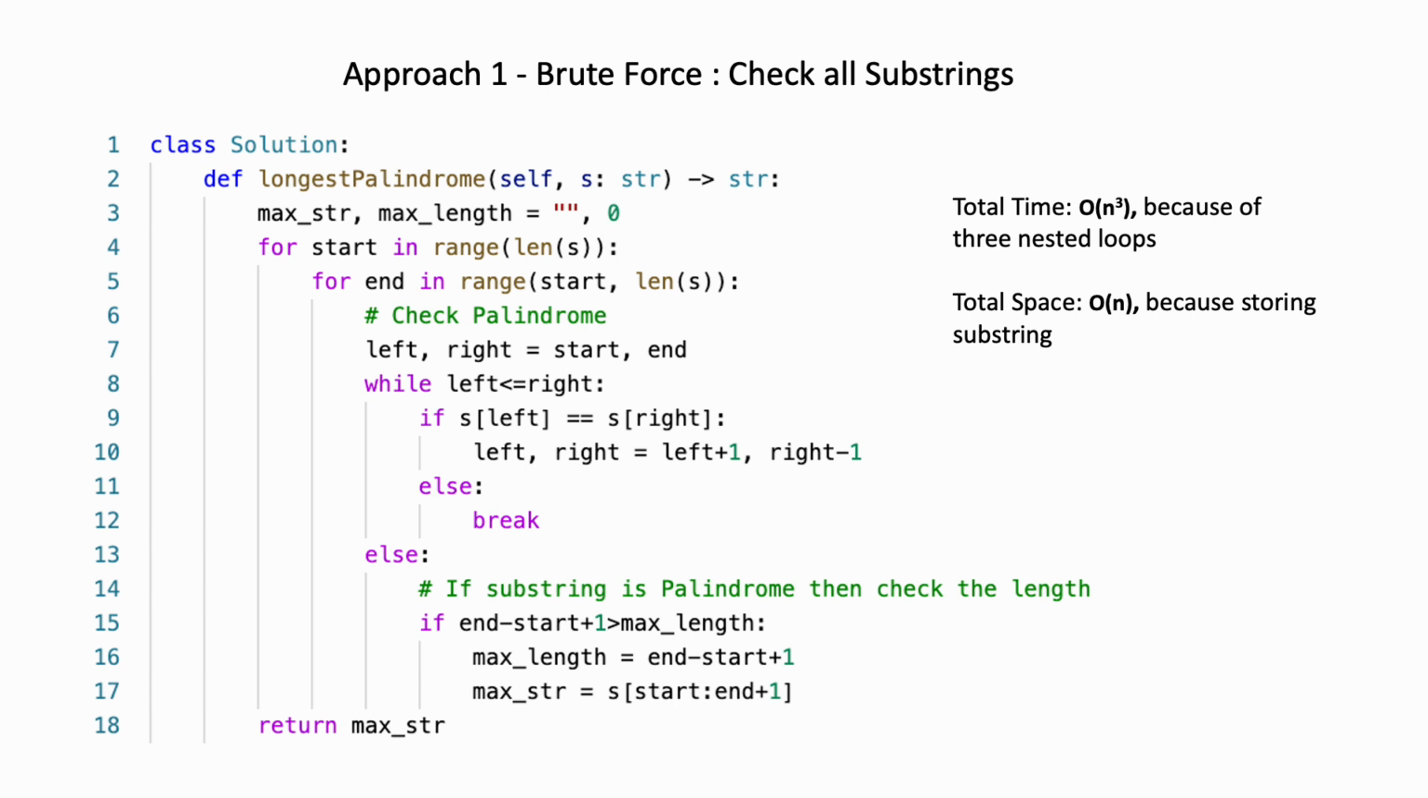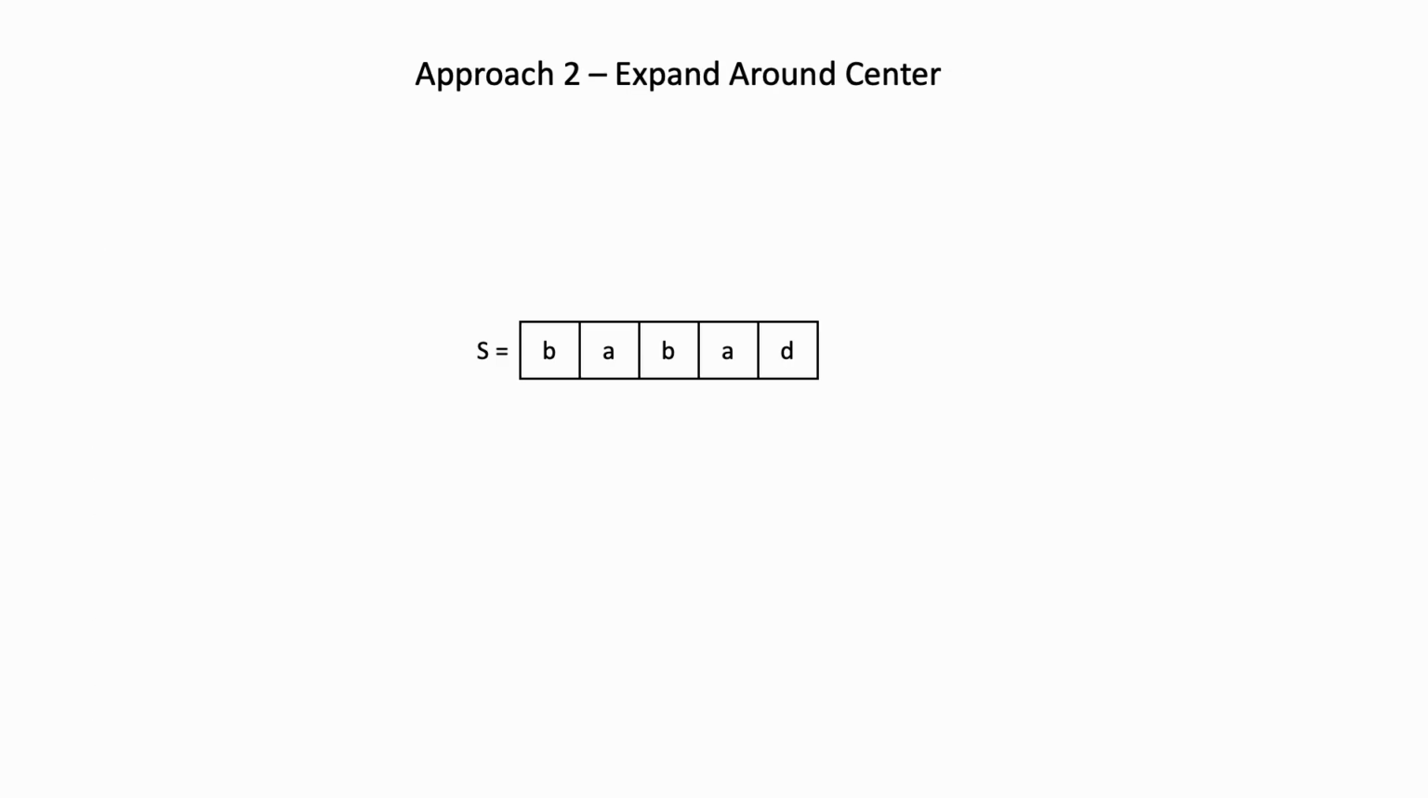The total time complexity of the brute force solution is O of n cube because of 3 nested loops. The total space complexity of the brute force solution is O of n because of storing characters in the substring. Let's look at the expand around centers approach to reduce time complexity from O of n cube to O of n square. The idea is to pick each index in the input string as the center and keep on expanding the left and right pointers till they are equal.